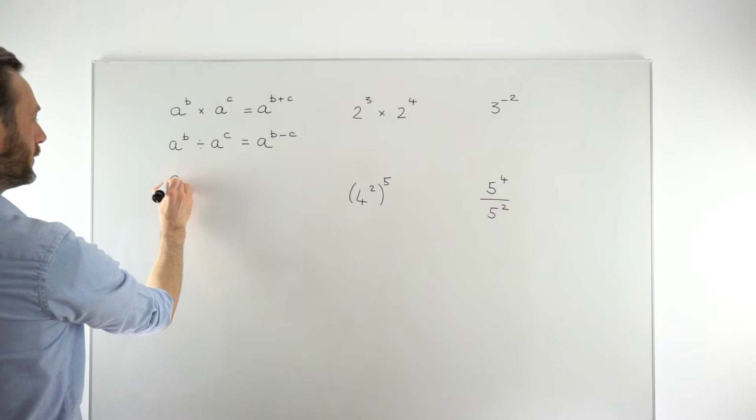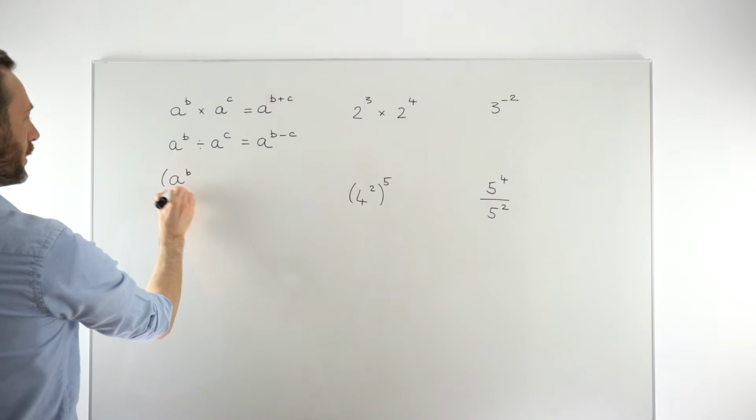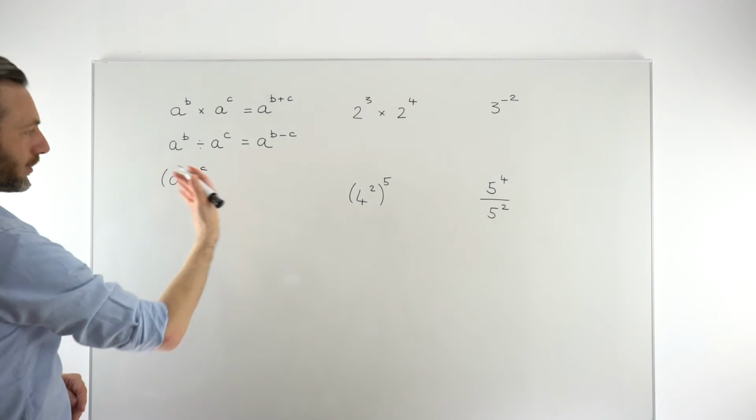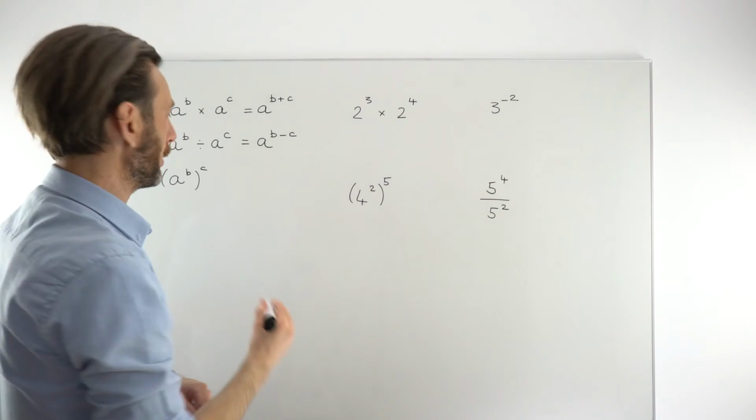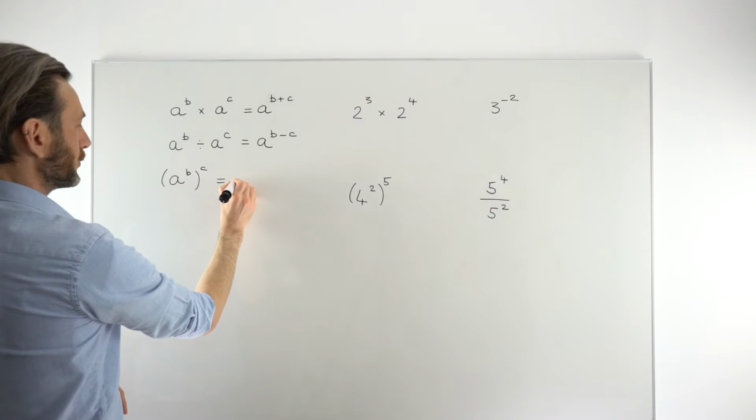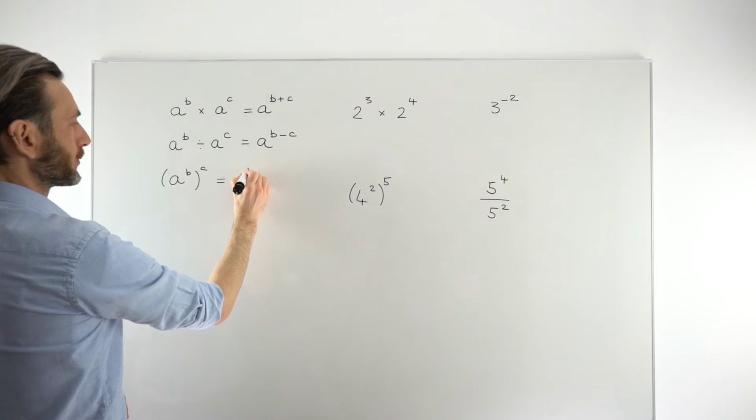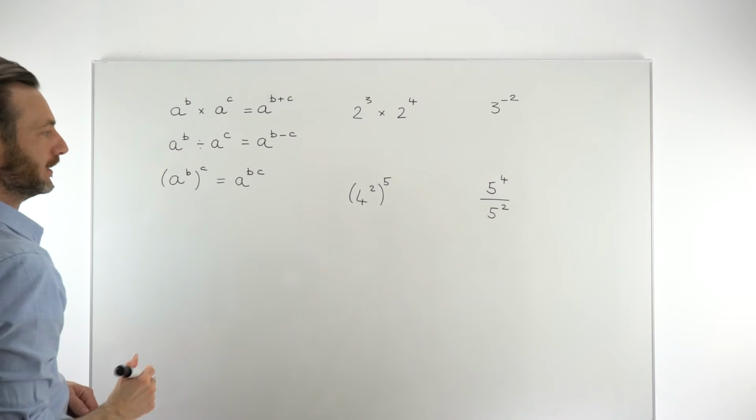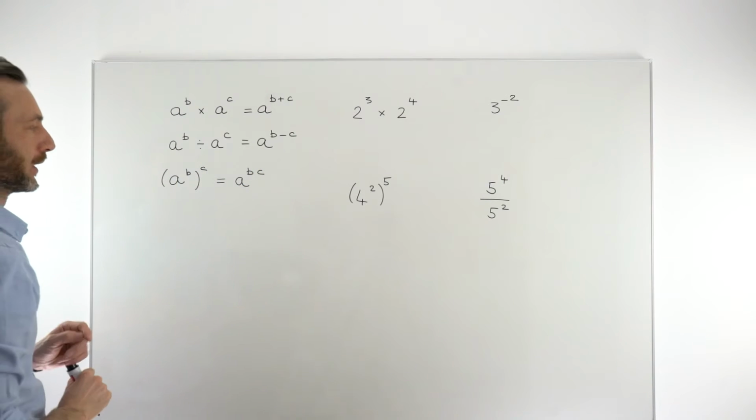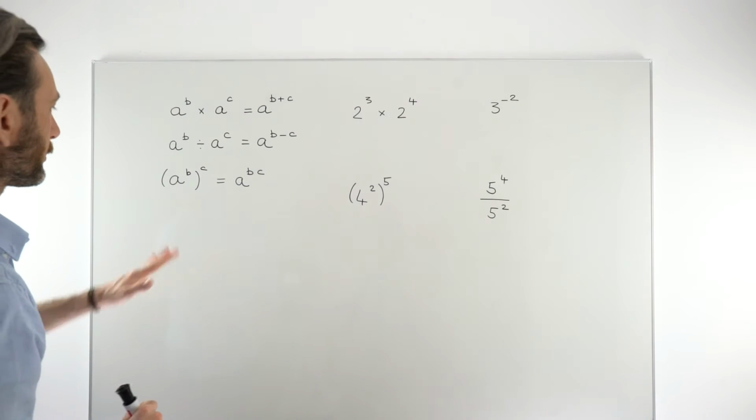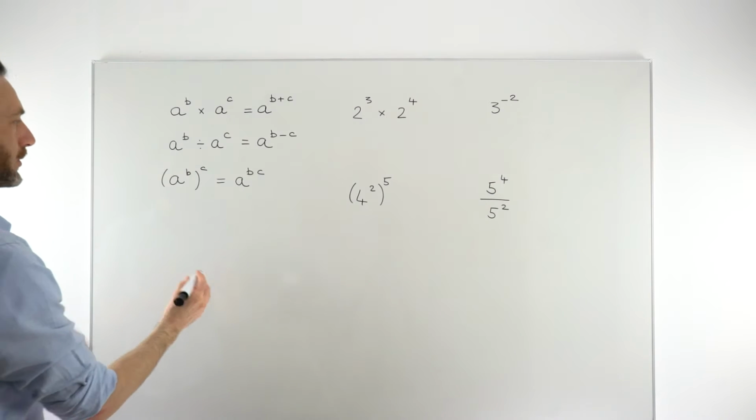The next rule, if you've got a power in a bracket with another power, sometimes called a power on a power, then in that scenario, you just multiply the 2 powers. So a to the power of b times c. And again, that one goes back the way as well. So those are probably our 3 primary rules. There's a couple of special cases.